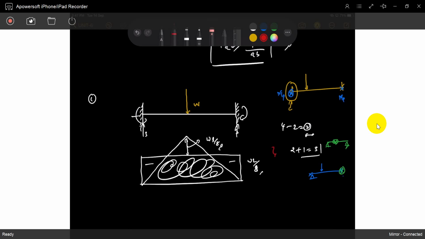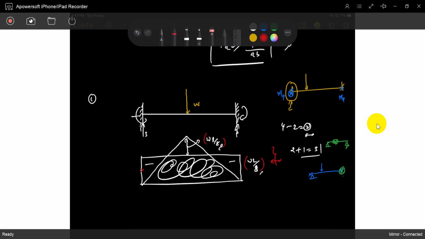Here, if you see, everything is the same. This is the maximum, this is WL by 8. This is also WL by 8. So the three hinges are formed at a time. Got the idea? Three hinges are formed at a time because every maximum bending moment location has the same bending moment. They are increasing in the same order. The three hinges are formed at a time.